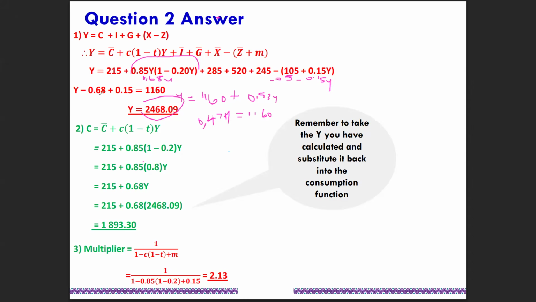So what they did here, from this step they got 160, and then they just took all the like terms to the left-hand side. They say y minus 0.68 plus 0.15, because it was negative here. So when you take it to the other side, it's going to be positive. Then if you say 1 minus 0.68 plus 0.15, you're going to get 0.47. Then divide by 0.47 on both sides. Here you're going to get 1, and the other side you're going to get 2,468.09, right?